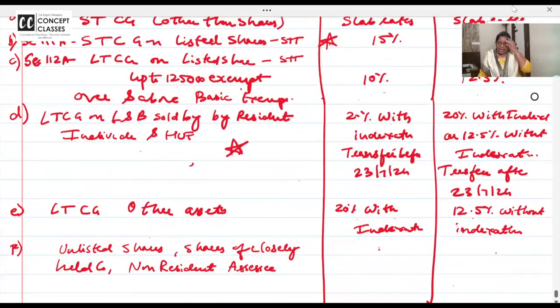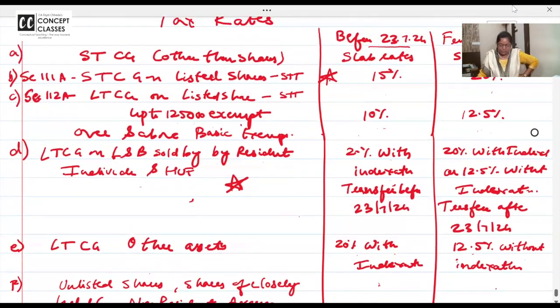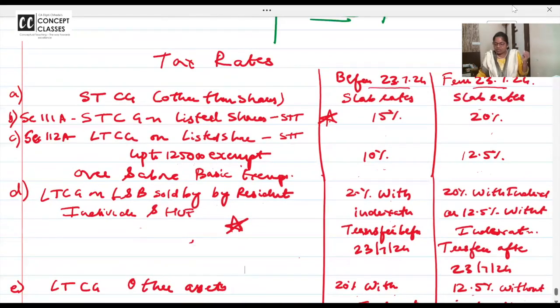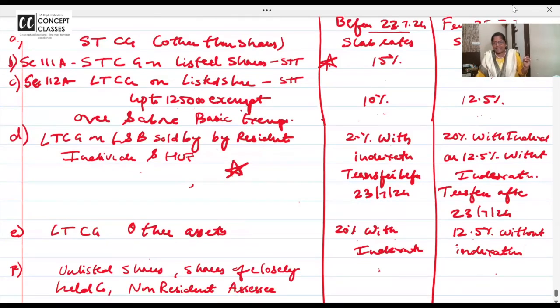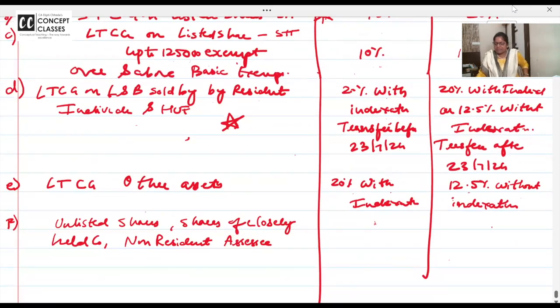Long-term capital gain on land and building, which is sold by a resident individual and HUF. This one is very important. Always, on long-term capital gain on land and building by a resident individual and HUF, it's 20% with indexation. Now, from 23rd July onwards, you can take it as 20% with indexation or 12.5% without indexation, whichever is beneficial, right? Okay. Obviously whichever is lower you will take.